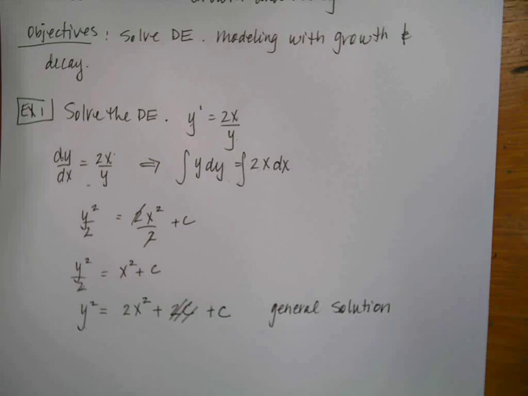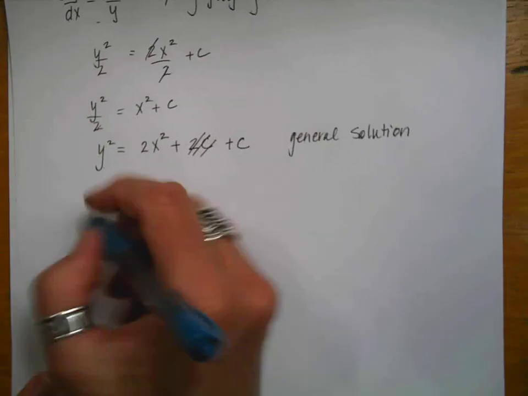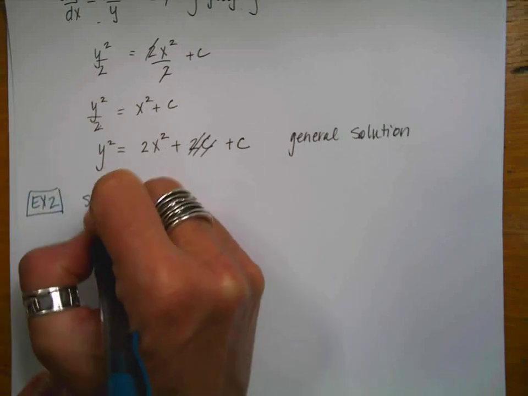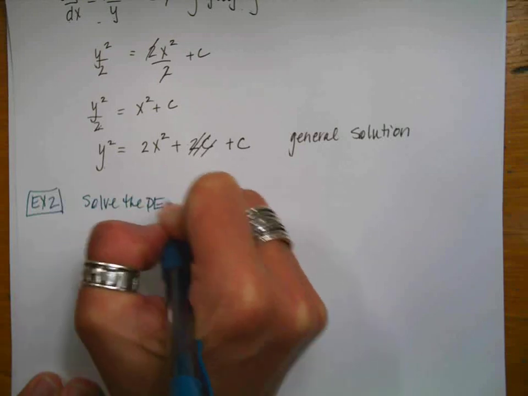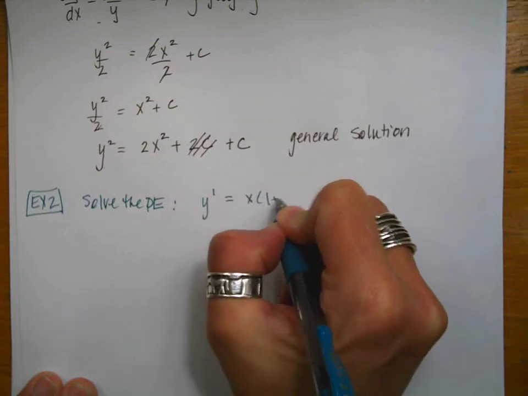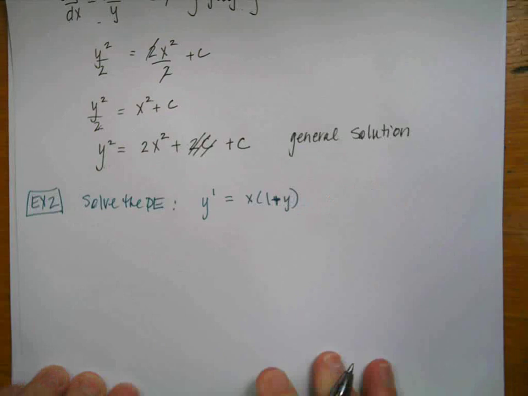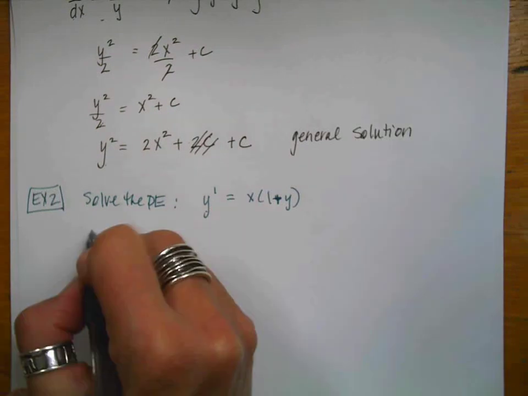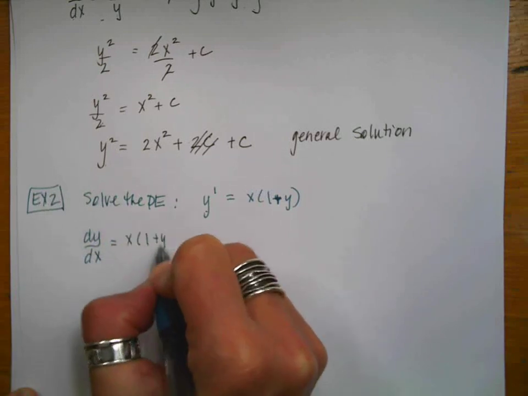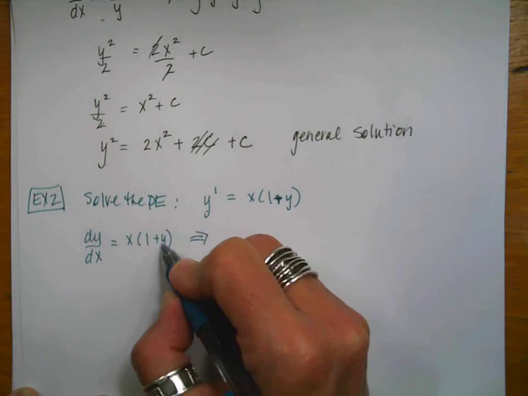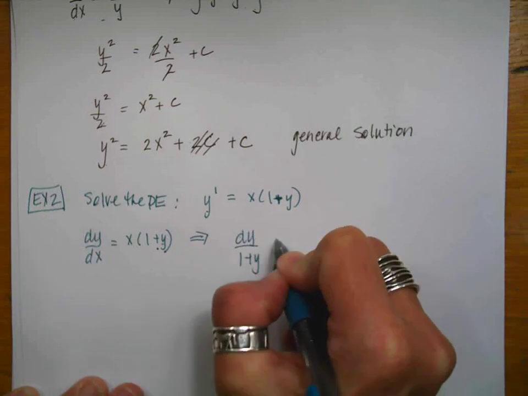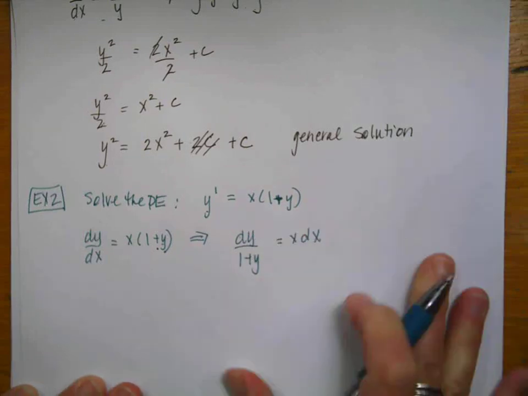Alrighty, for our next example, we're going to start introducing our interesting new topic for the day. So for example 2, again, we're going to solve the differential equation. I'm going to get y prime is x times 1 plus y. That's a plus in case you can't read my scribble. So again, I'm going to start by rewriting, and I'm going to write dy over dx is equal to x times 1 plus y. I'm going to do my separation of variables and move these at the same time. So I'm going to get dy over 1 plus y is equal to x dx.